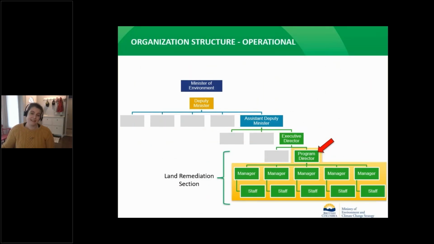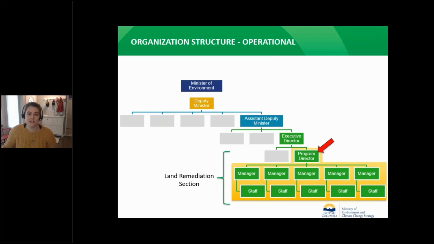To really understand these key roles, you need to know that the ministry is organized in both an operational sense and in a regulatory sense. Many people within the ministry wear 2 hats. That is, they have both a regulatory role and an operational role. This slide shows how the ministry is organized from an operational standpoint. The current Minister of Environment and Climate Change, the Honourable George Heyman, is an elected official and takes direction from Premier and Cabinet. The Deputy Minister is the most senior public service employee in the ministry.